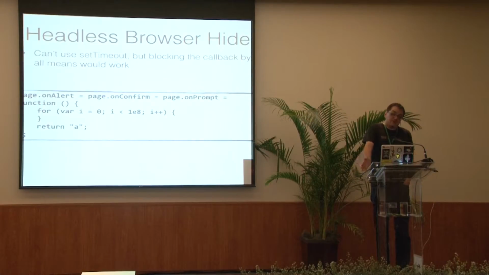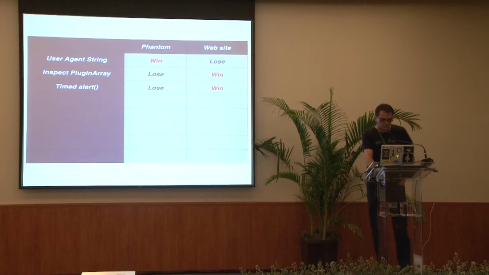But on the other hand, it's very easy to become vulnerable to denial of service attacks. If you put code like this in your PhantomJS, a website that somehow detected that maybe you are fake could put alert boxes one after another on the page, and it's just going to cause a denial of service of your PhantomJS instance. So for timed alerts, probably we can say that the website wins.